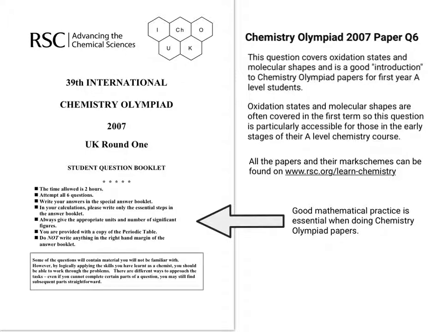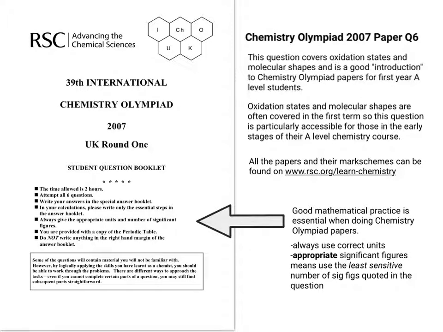On the front of every single Chemistry Olympiad paper, like you see here, you'll have a series of bullet points giving you some tips on what to do. I'd like to draw your attention to good mathematical practice. You need to bear in mind to always use the correct units, doing unit conversions if you need to, and use appropriate significant figures. In other words, the least sensitive number of sig figs quoted in the question.